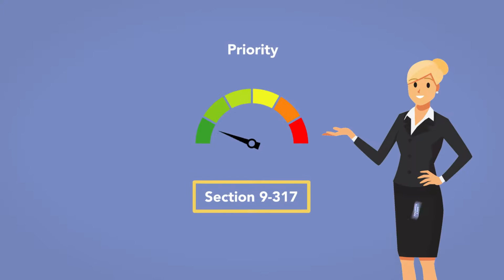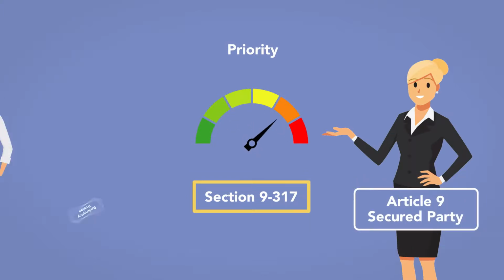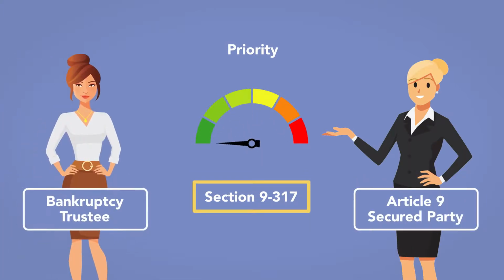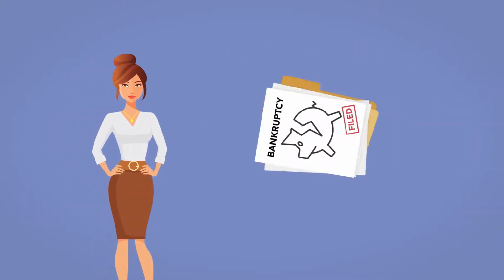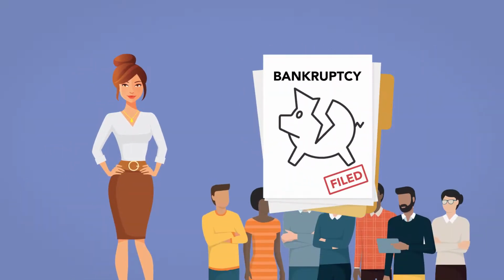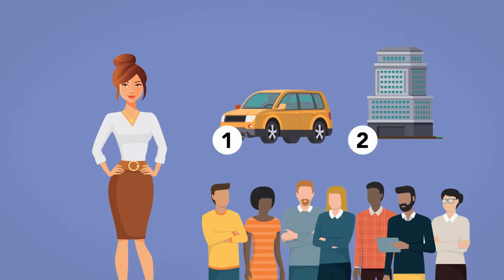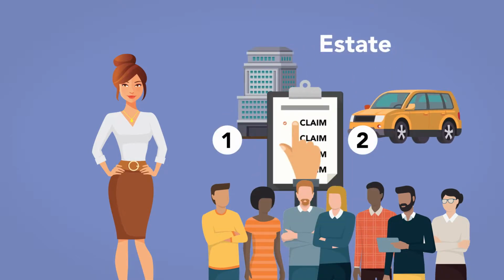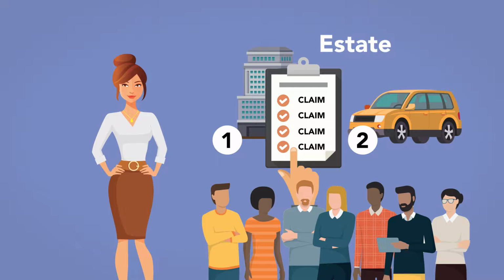Section 9-317 also controls the priority between an Article 9 secured party and a bankruptcy trustee, who is defined as a lien creditor. When a person or entity files for bankruptcy protection, the trustee's job is to marshal all of the remaining assets, known as the estate, as well as to evaluate the creditor's claims.